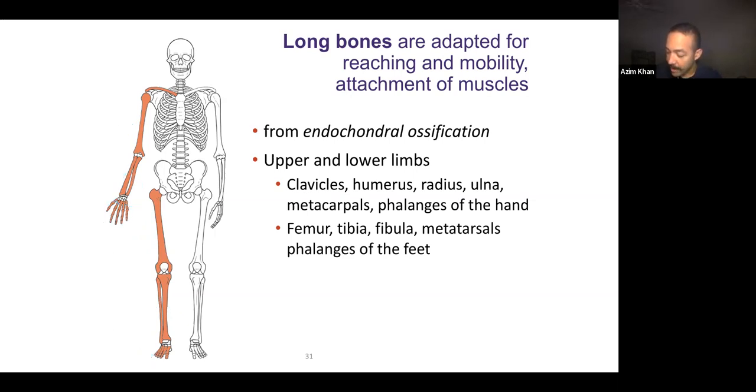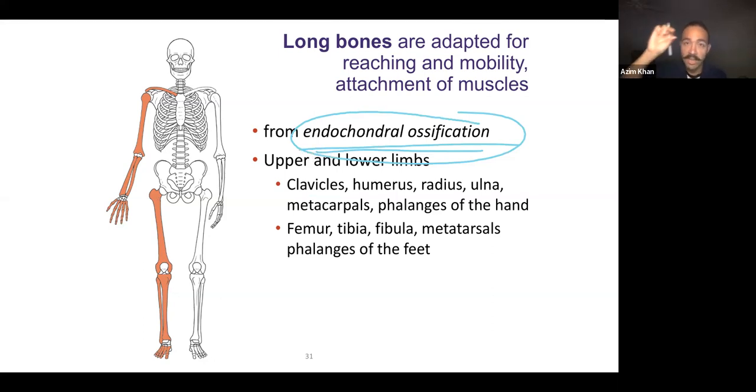These bones are adapted for mobility and reaching and attachment of muscles. They're on our limbs, so they help us move around and have leverage. By being long, they can do that. Remember, these long bones form from endochondral ossification, so they're not fully bone until adulthood. These have that epiphyseal plate that's still hyaline cartilage until full maturation.